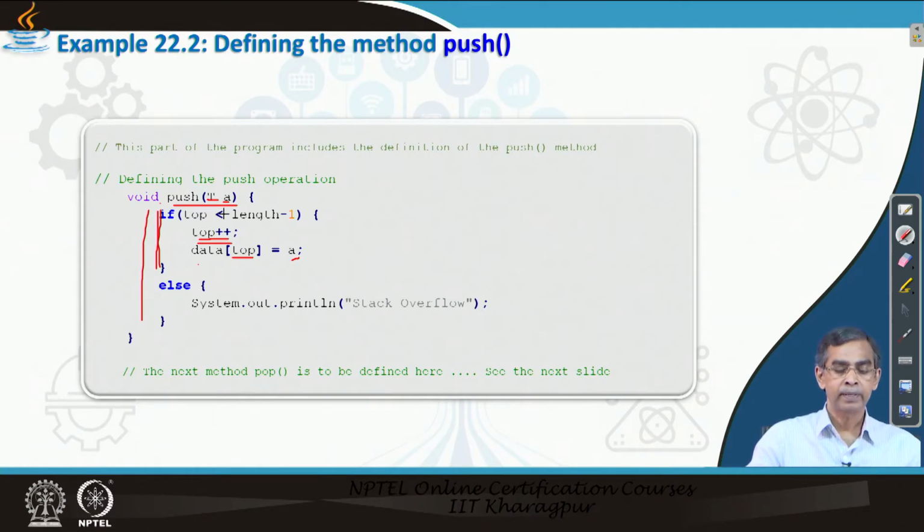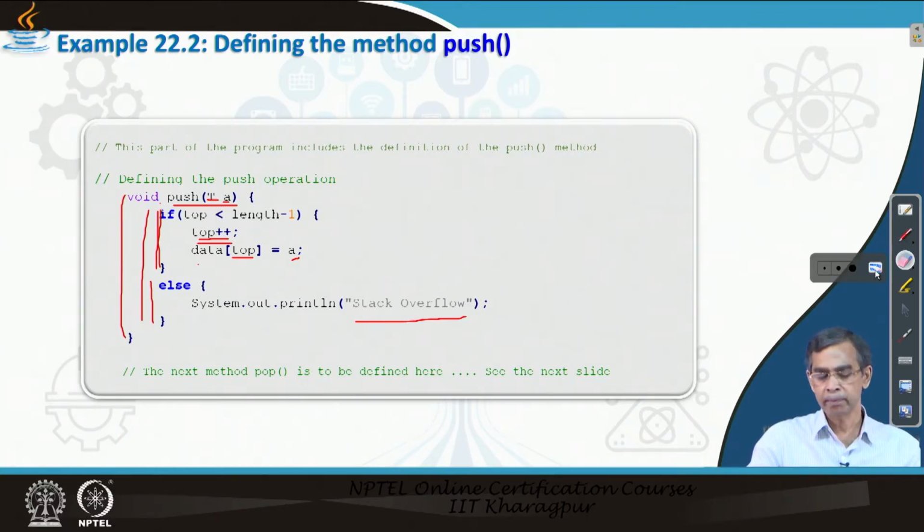If top is either equal to length minus 1 or greater, then it will not push any item. In that case, we can say stack overflow, that means the stack is full. So, this is the push method we can add into the stack class that we are defining.